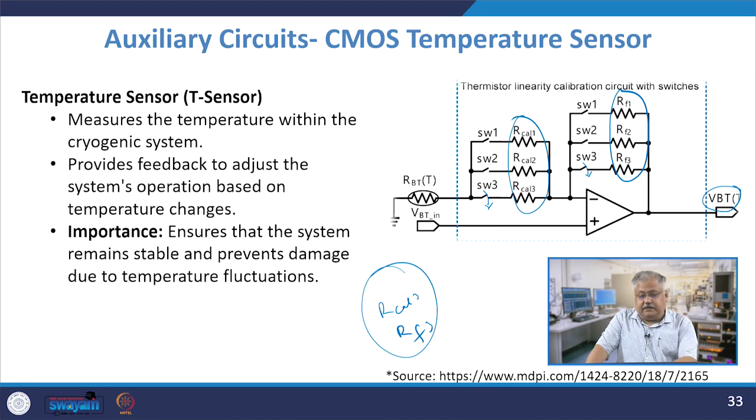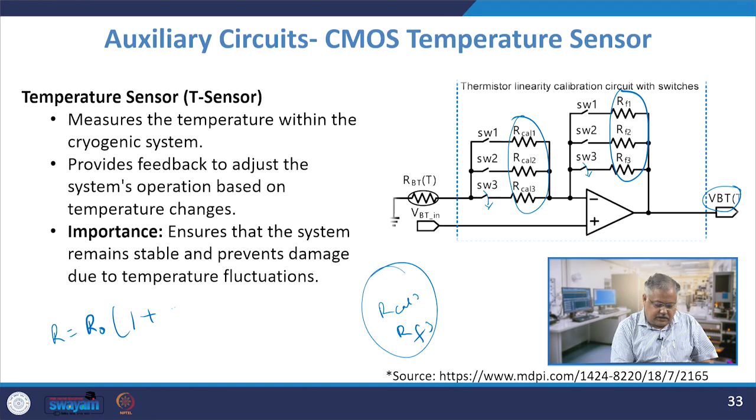Since RBT is basically the bias temperature based resistance, as you change the temperature, the resistance changes in this manner: R equals R naught times (1 plus alpha delta T), where alpha is my thermal coefficient.